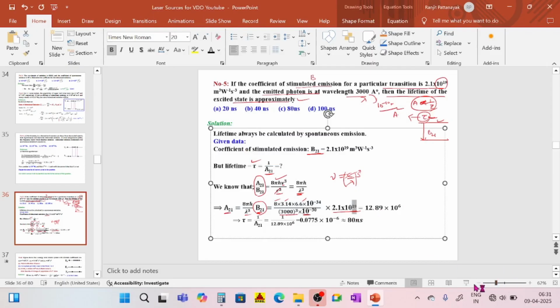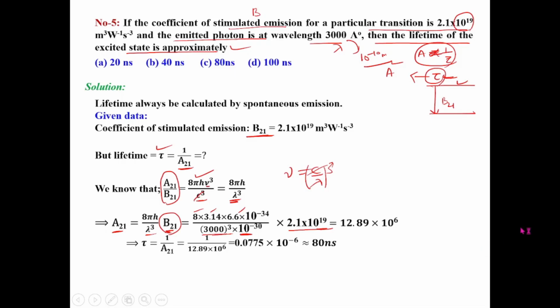This is your 10 to the power 19, right? So the answer you can find is this much: 12.89 into 10 to the 6, 8.1. So what will be the lifetime? 1 by 8.1. The answer will be 80 nanoseconds. So this will be the answer.